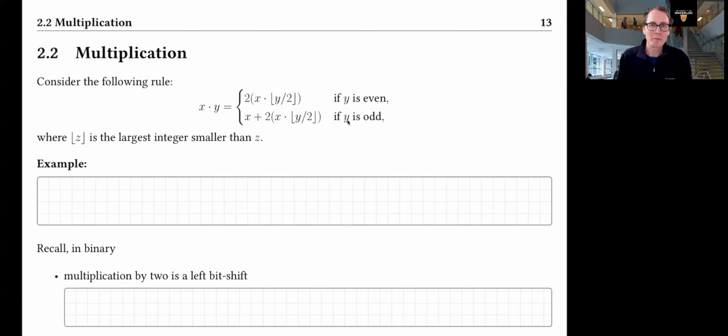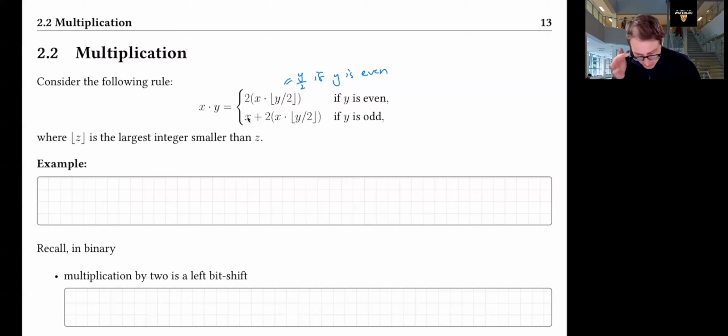Okay, why? You might be wondering why on earth I'm writing it like this. First of all, you notice that if y is even, the floor of y over 2 just equals y over 2. And so this makes sense, right? 2 times x times y over 2 is just going to be x times y. And so the first row makes sense. On the other hand, if y is odd, then the floor of y over 2 is going to be missing one x. And so then we add the extra x on.